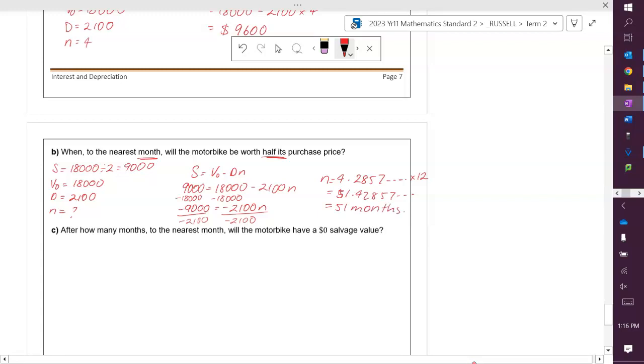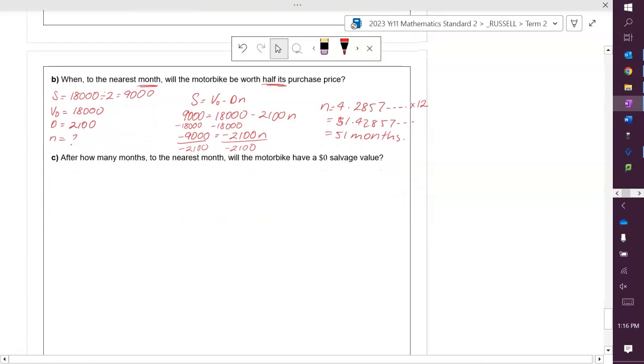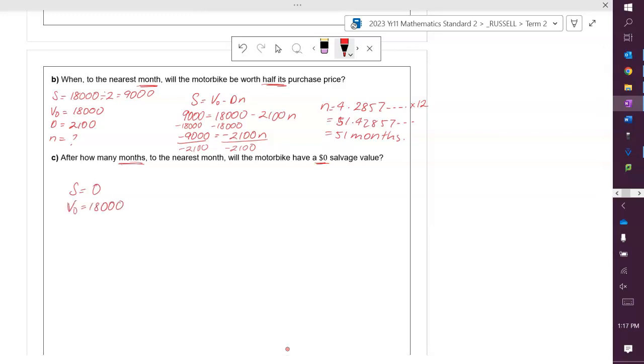Okay. The last question here says, after how many months, so again, how long to the nearest month, will the motorbike have a $0 salvage value? So my salvage is 0. My initial amount is still 18,000. The amount that I'm depreciating is still the same, and I want to know how long. So always write your formula. S becomes 0, V0 is 18,000 minus our 2,100N.